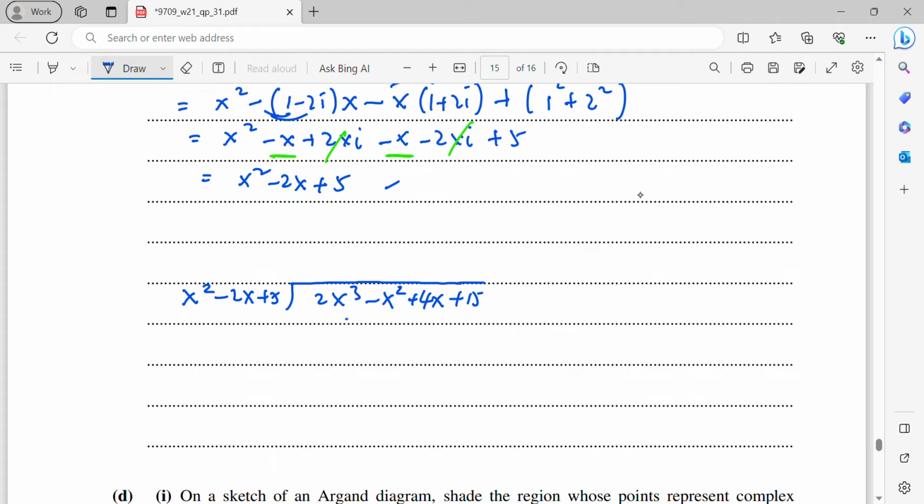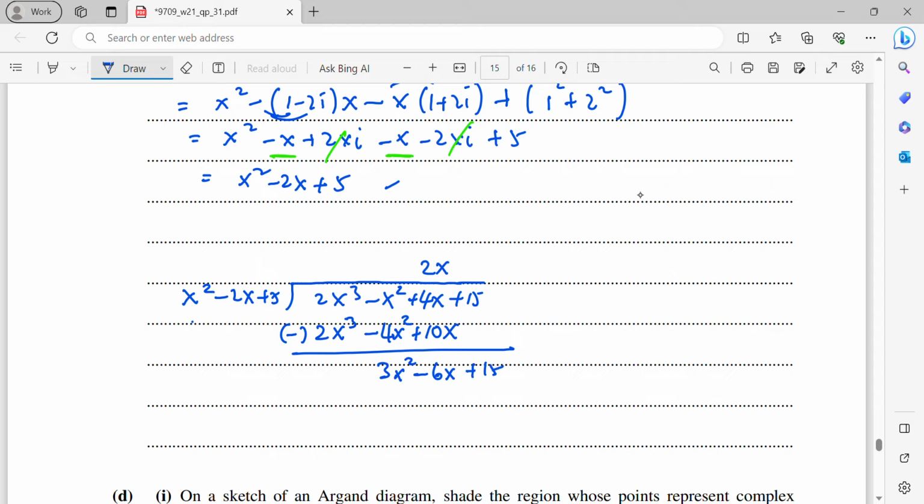So in order to get x cubed from 2x cubed from x squared, I need to multiply by 2x. So 2x times negative 2x will be negative 4x squared. 2x times 5, it will be 10x. Then after that, you minus. So first term will be 0. Second term, minus x squared minus minus 4x, it will be 3x squared. Then 4x minus 10x will be negative 6x plus 15.